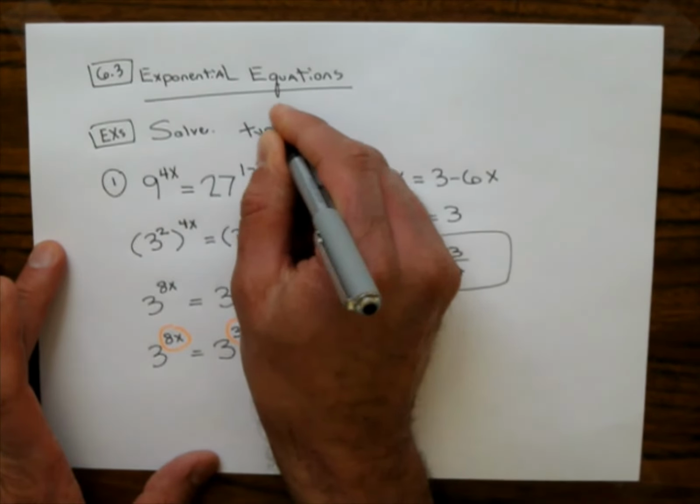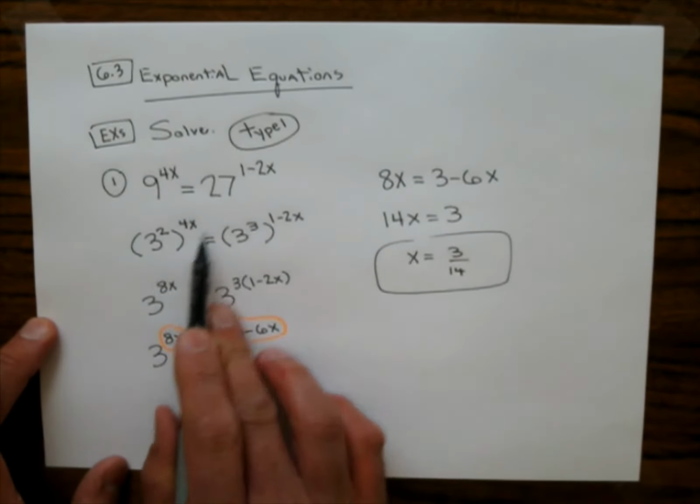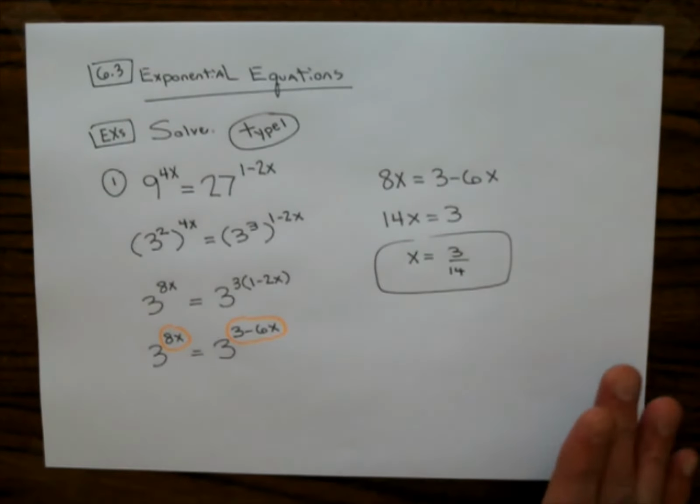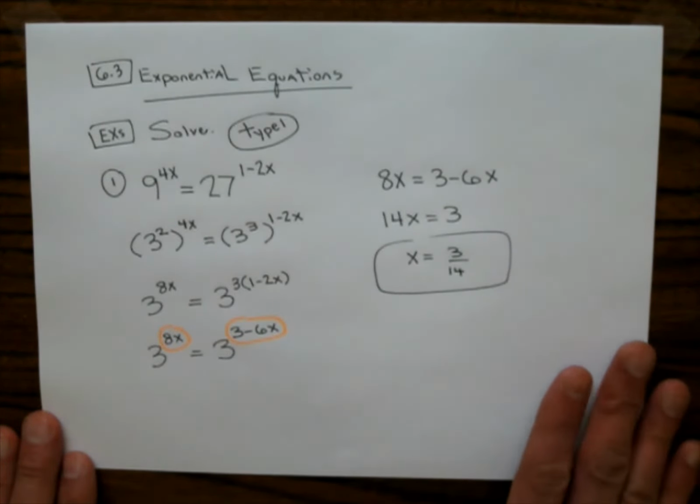This right here is a type 1 exponential equation because we were able to get a common base. Let's go ahead and solve some more. So in 6.3, all you're doing is solving exponential equations. There are some applications coming later on in chapter 6. So right now you just have to get through the math.